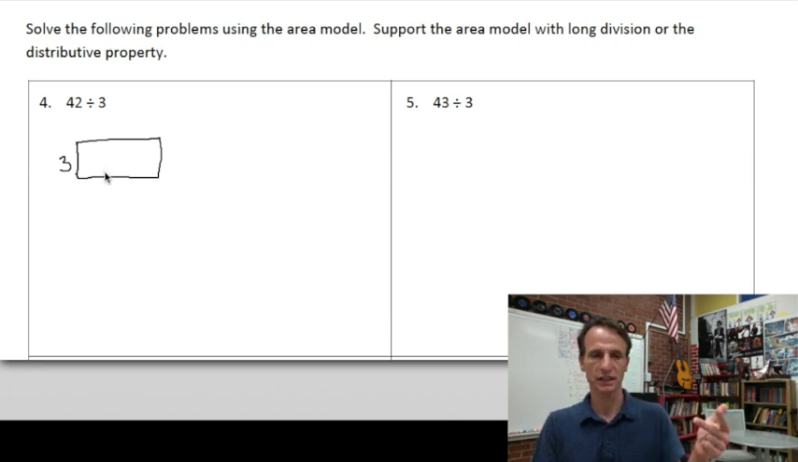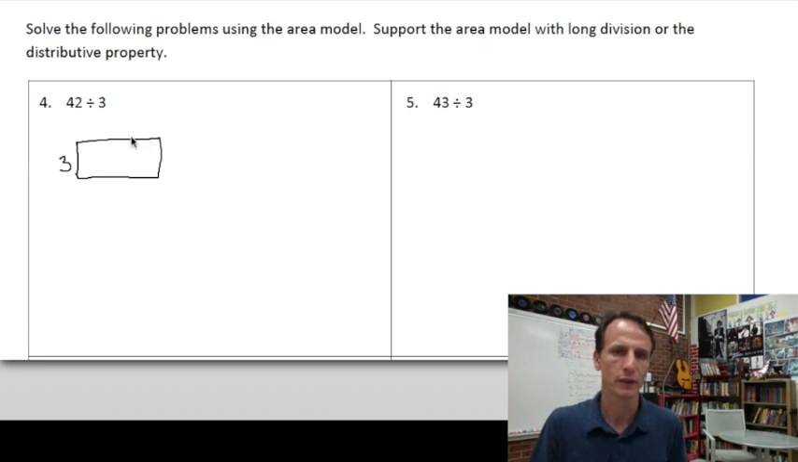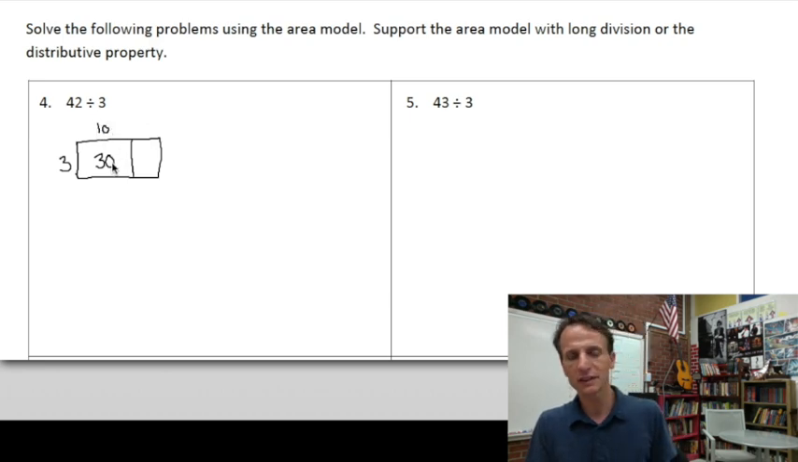30, 60, 90, right? And we can only go to 30, right? So out of that 42, we can say 30 divided by 3 is 10. And from that 42, we've now handed out 30 donuts, 3 boxes of 10. And that leaves us with how many loose donuts?